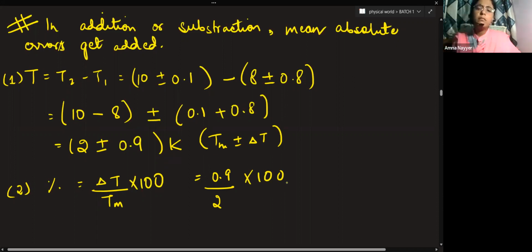So this we can divide. This will be 50 and this becomes 45%. All right, note it down. Then we'll do division and multiplication.